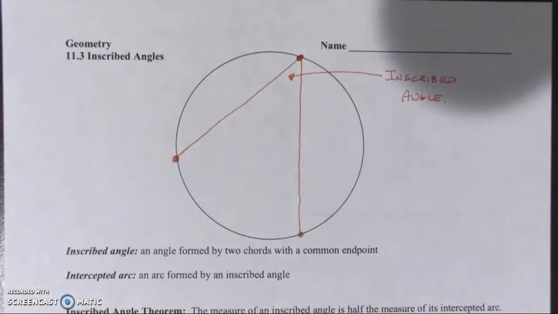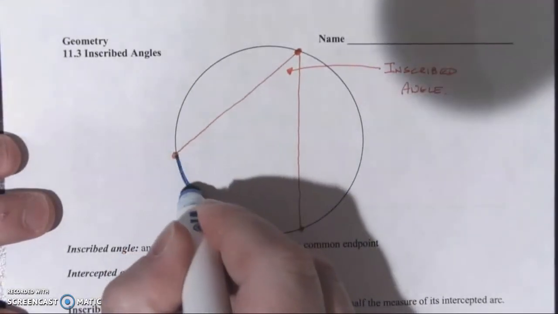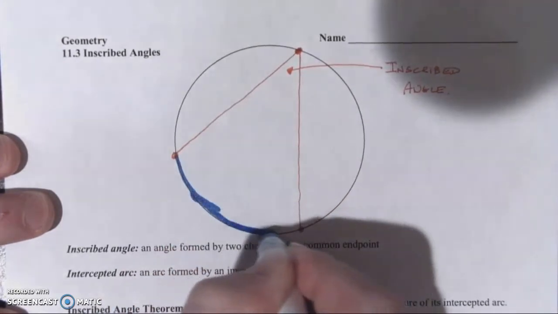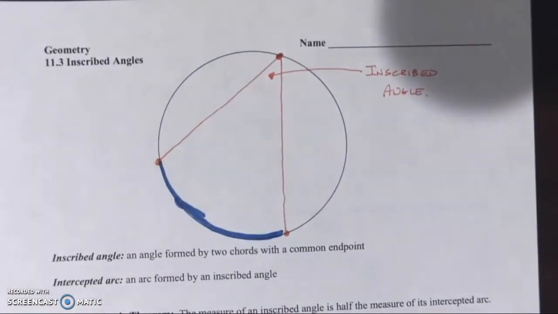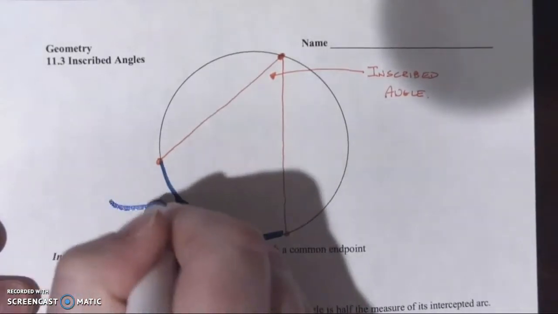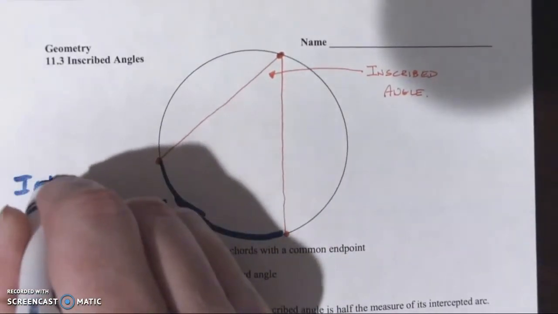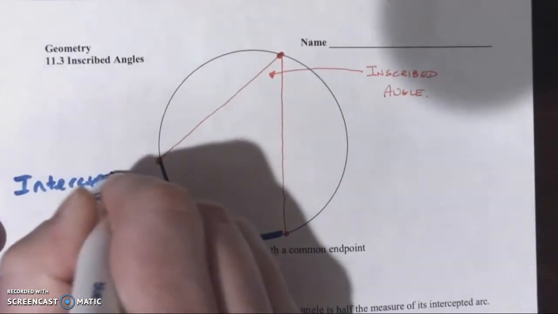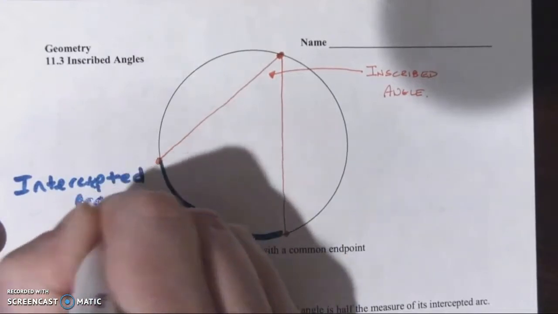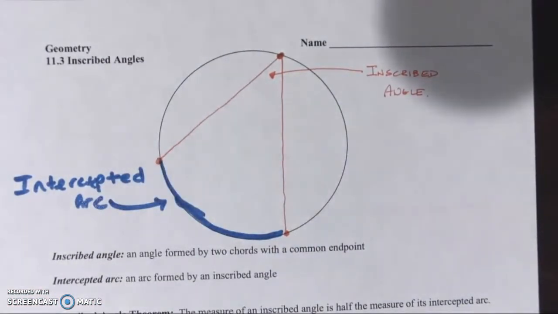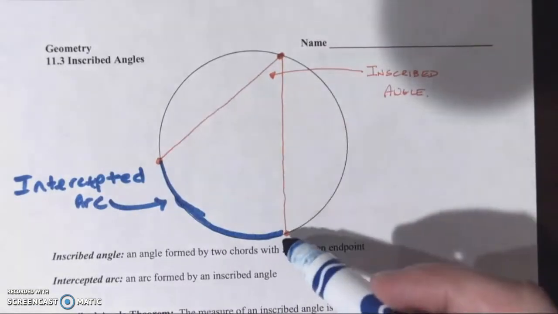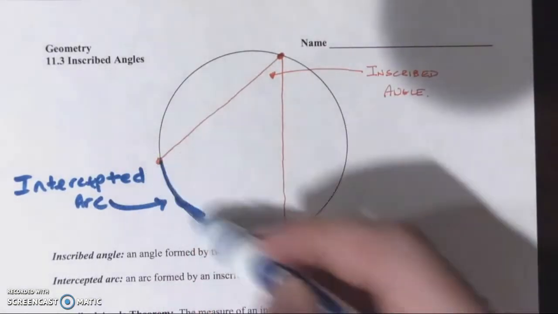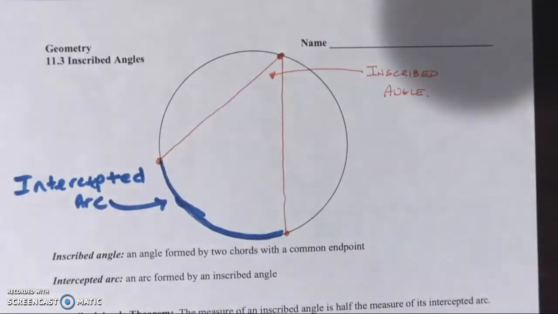Now, this chapter, I highly suggest picking up maybe some highlighters or maybe even some markers. Okay, this would be the intercepted arc. Basically, to figure out what that is or where that is, we just trace out the chords and see that we have created this intercepted arc. Intercepted meaning cut out from something else.